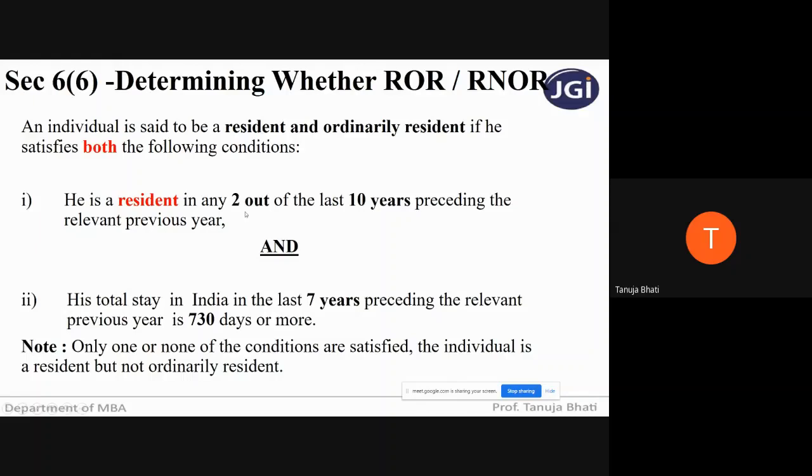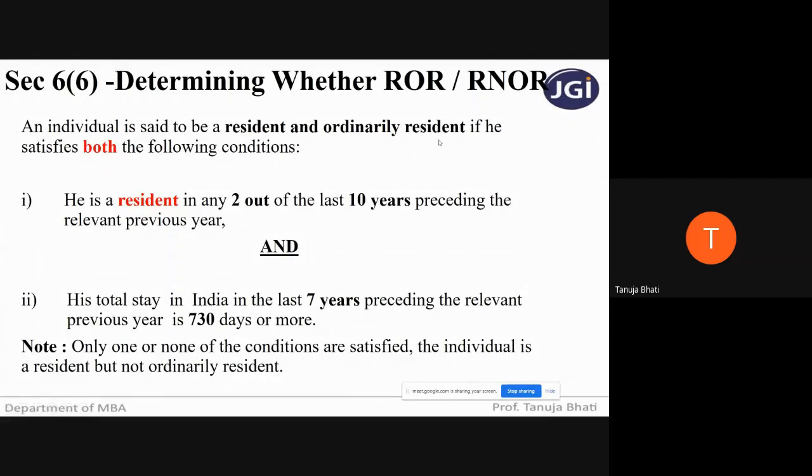So any 2 years you have to check whether he is a resident. It can be any 2 years out of the 10 years. Need not be succeeding to each other or continuation with each other. It can be any of the 2 years. And remember, in the last 7 years preceding the relevant previous year, his stay should be 730 days. Here it is in days, here it is in years or more. So if he's fulfilling both these conditions, then he's a resident and ordinarily resident.